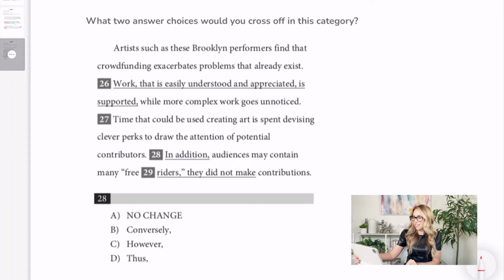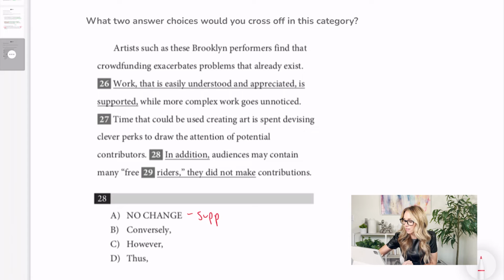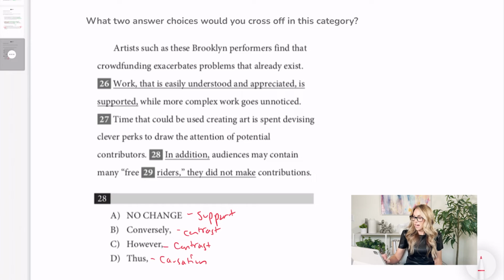All right, I'm gonna go ahead and categorize these real quick. So we've got in addition, that's a support. Conversely is a contrast. However is a contrast. And thus is a causation. All right, so that being said, I'm gonna get rid of conversely and however, and now I just need to figure out if it's a support or a causation.